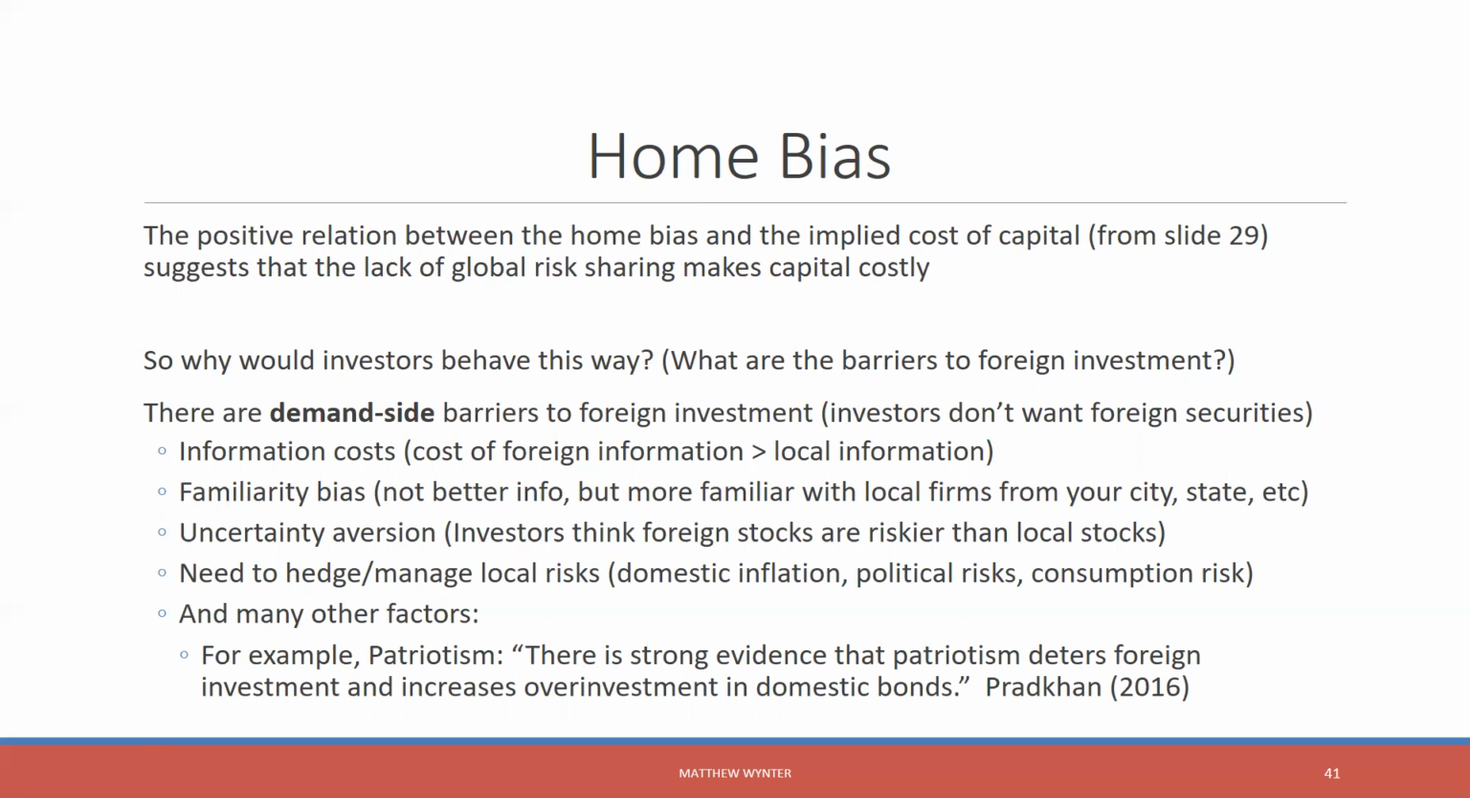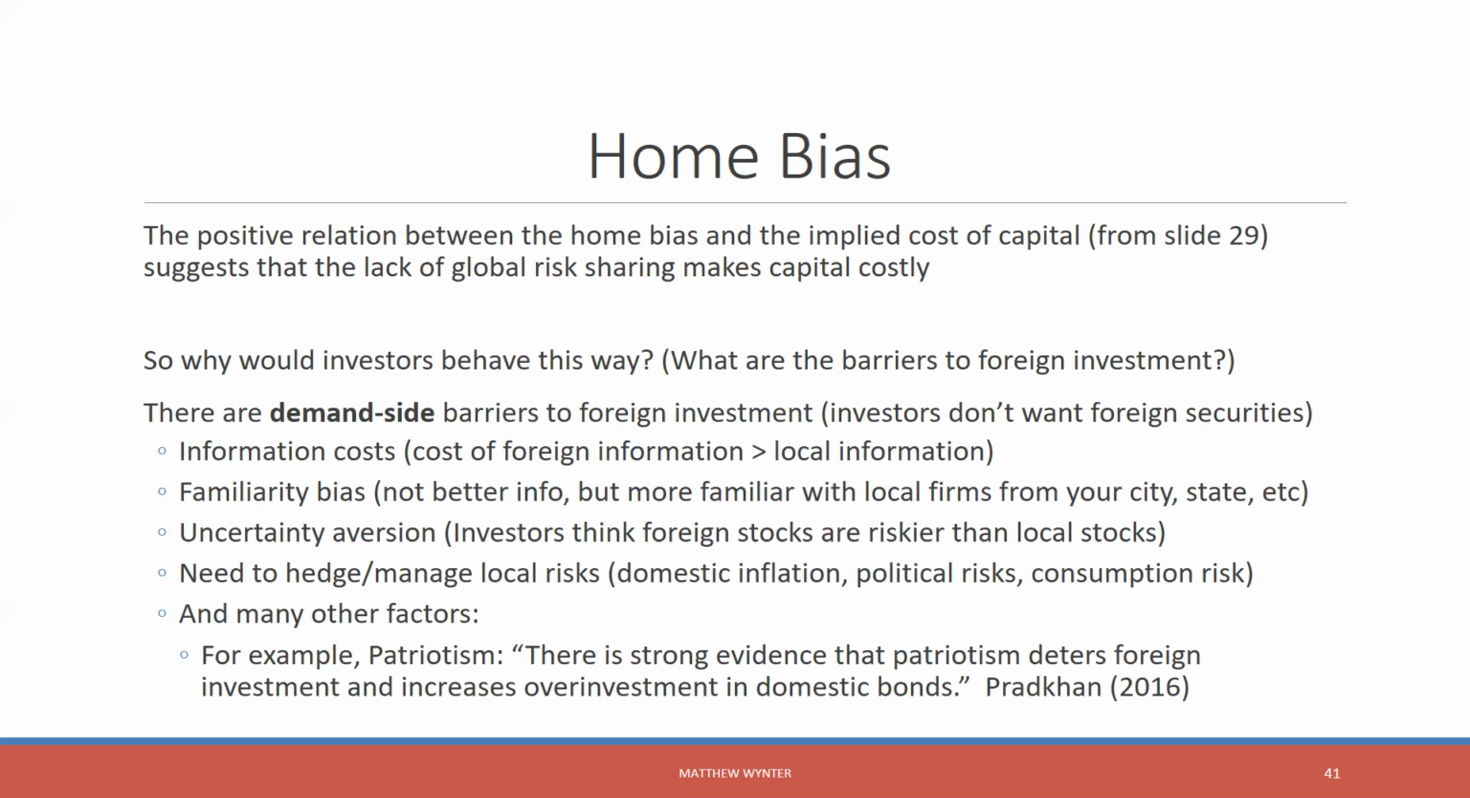There are many other factors on the demand side that have been used to explain home bias. One that I find particularly compelling is patriotism. So there's strong evidence that patriotism deters foreign investment and increases overinvestment in domestic bonds. That was a cool paper by Morse and Shive in 2011. So the big point is that there are many demand side factors that limit foreign investment.